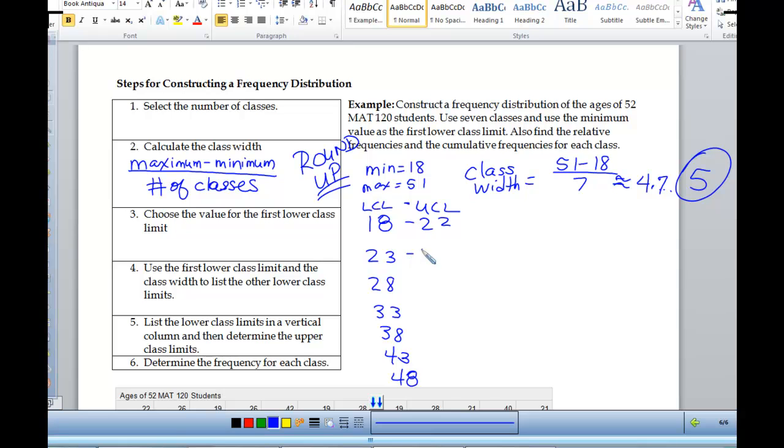So we get 27, 32, 37, 42, 47, and 52. Okay, those are the lower and upper class limits. So I've got my classes now. The next thing I would want to do then is determine the frequencies. And that's where I said we're going to cheat a little bit.